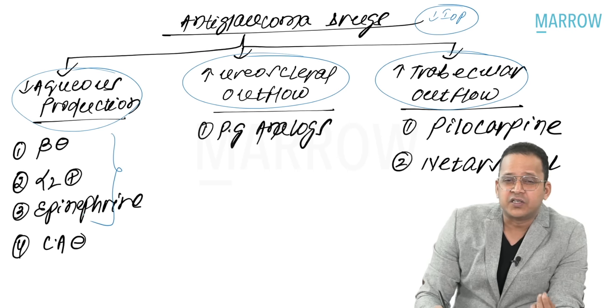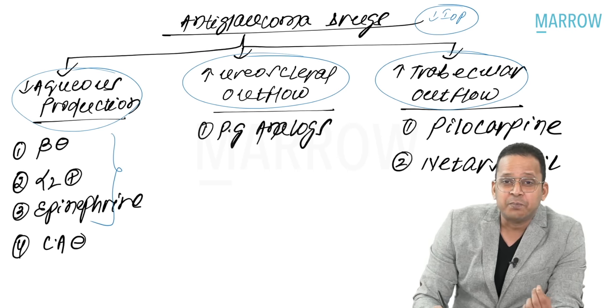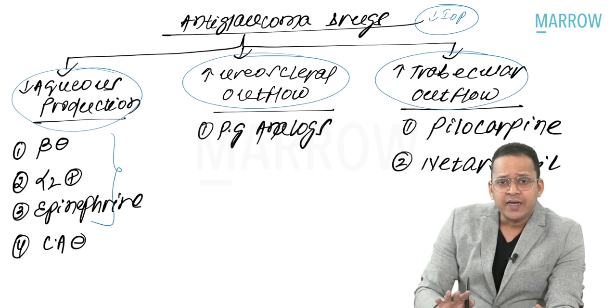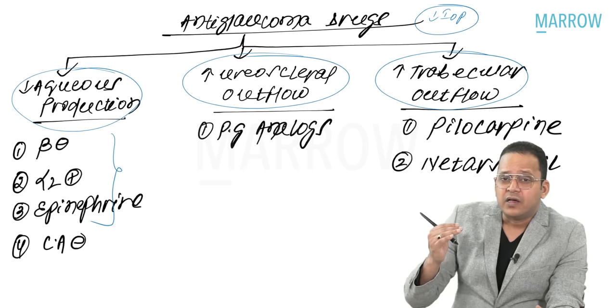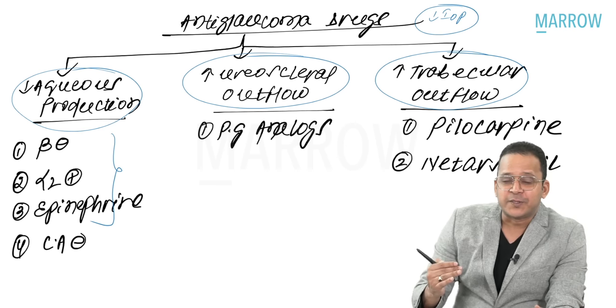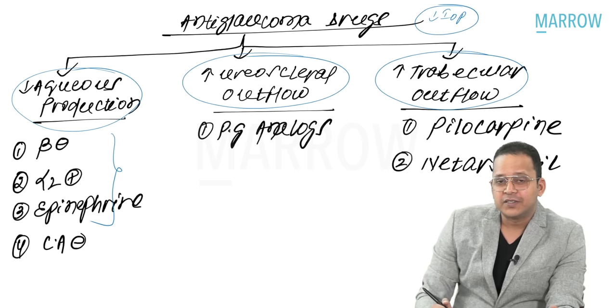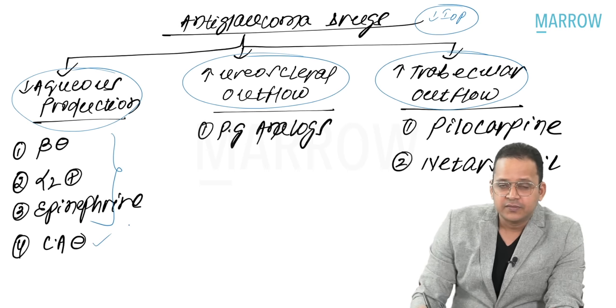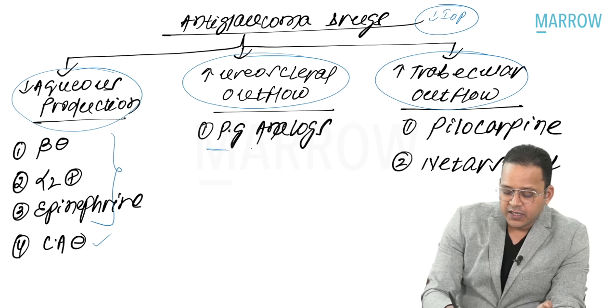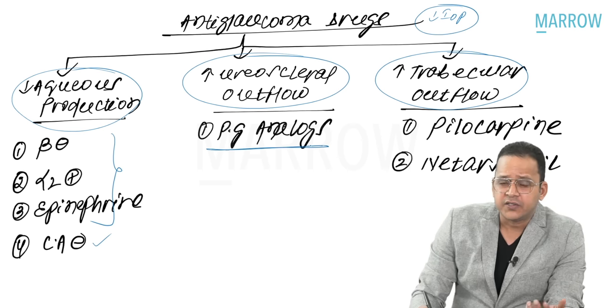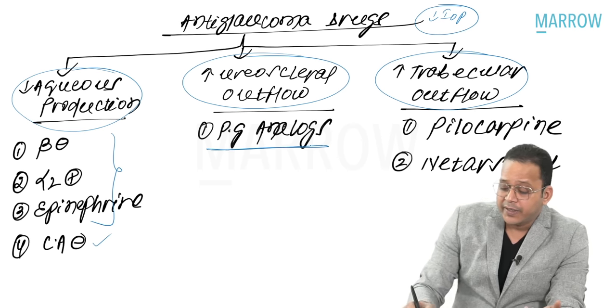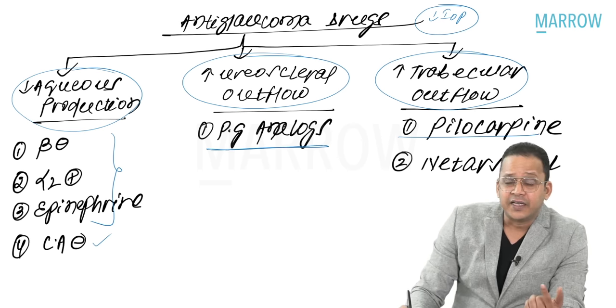There is one thing common. These are drugs related to which system? Sympathetic nervous system. So any drug used in glaucoma related to sympathetic nervous system will act by decreasing aqueous production. Carbonic anhydrase inhibitors, another class of drug. Prostaglandin analogs like latanoprost, they increase uveoscleral outflow. Whereas miotic agents like pilocarpine, they increase trabecular outflow.